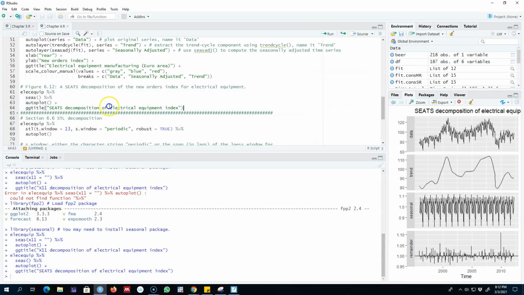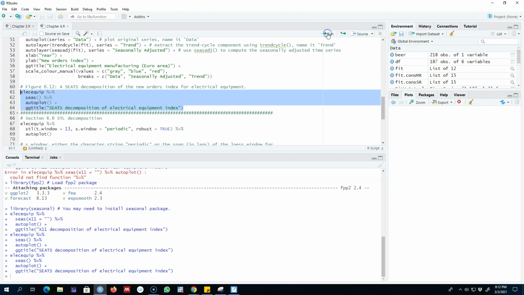using this method. Okay, so we are in R, and again I'm going to use the electric equipment data that we used earlier, and again I'm going to use the same function that I used for X11 decomposition, but here I'm not going to pass any argument into this function because the default is SEATS decomposition, and then I'm going to plot all these components on graphs.